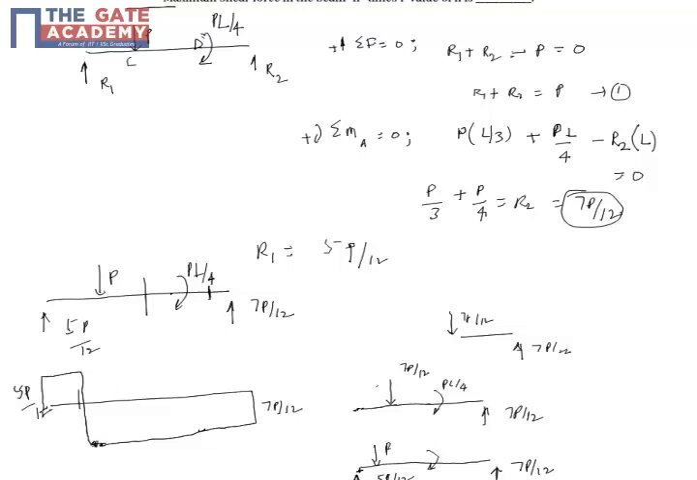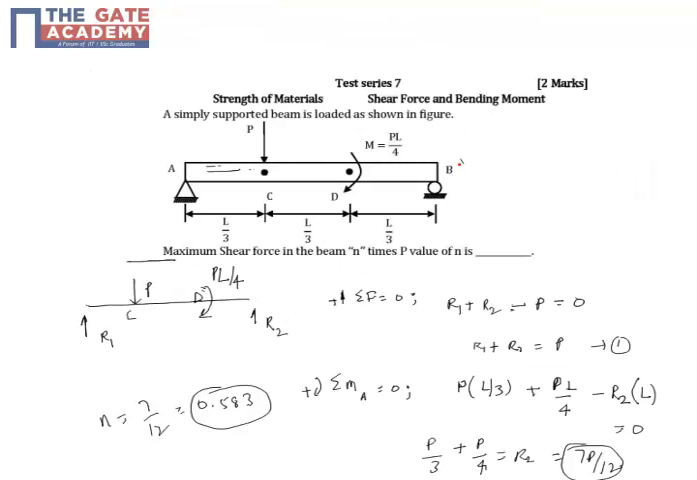Remember one thing: whenever you want to draw a shear force diagram, take a section at regular intervals, balance the right hand side, just force balance, and find out the shear force. If it is downwards, draw it below the line. If it is upward, draw it above the line. It's as simple as that. The maximum value is 7P by 12, happening at this point, and that is N times P. So N is basically 7 by 12, which is 0.583. So the answer is 0.583. Okay, so thank you.